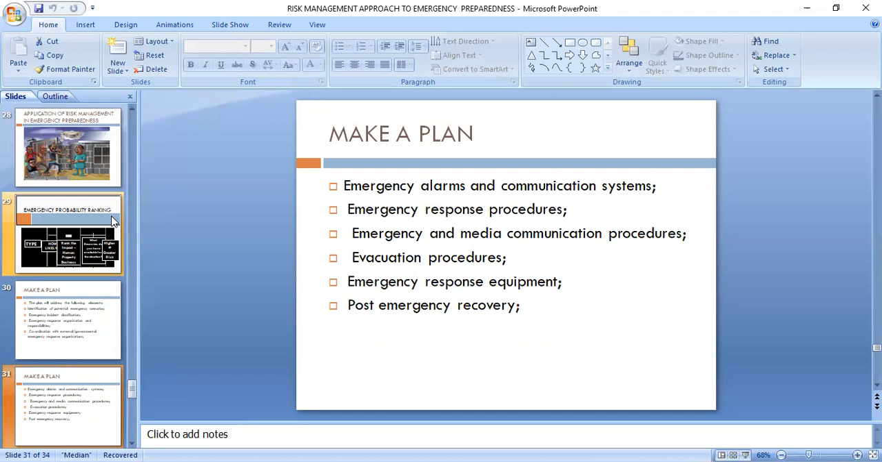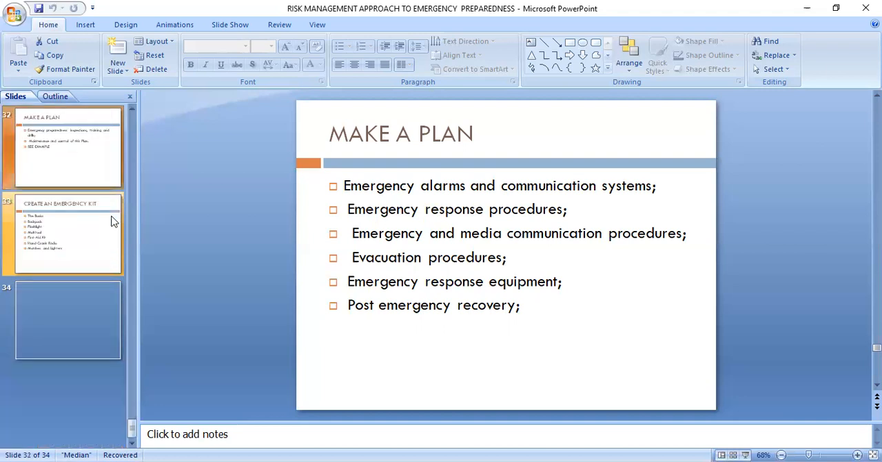Then we need to have evacuation procedures. If there's a need to evacuate people, we need to have that also detailed. Then emergency response equipment needs to be procured before the disaster. Then post-emergency recovery. How do we get back our lives at the end of the emergency?